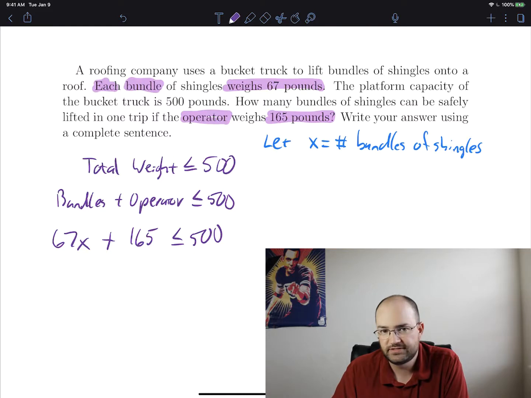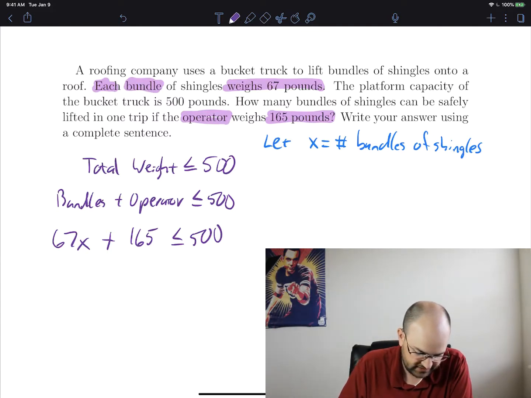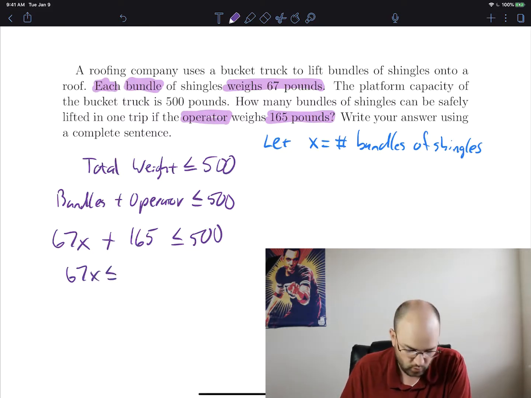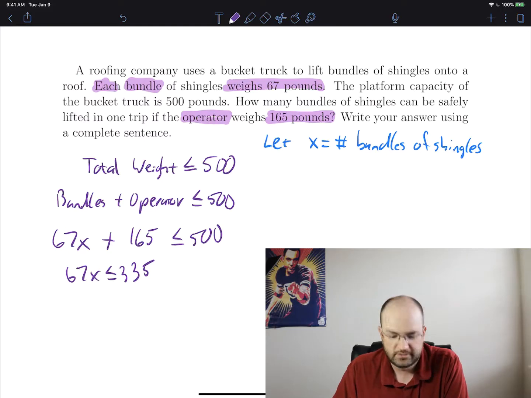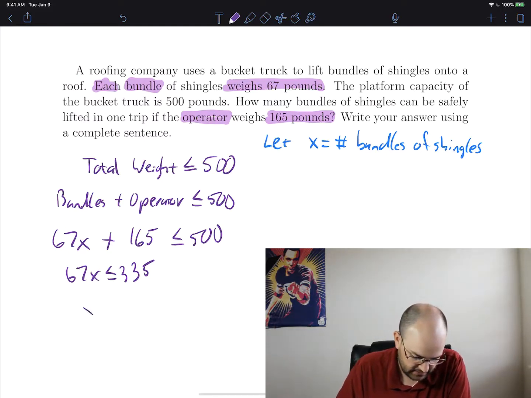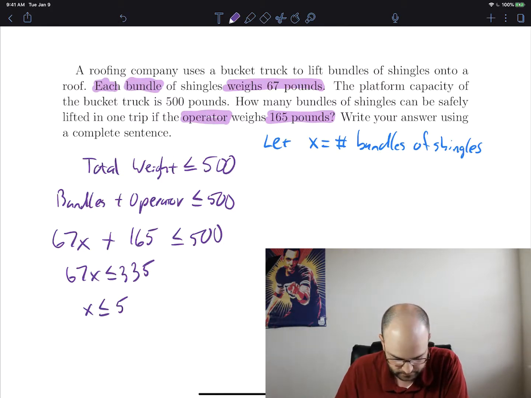And that's really the most difficult part of this, setting up the inequality. Once you have it, you're pretty much done. You just have to solve. So let's subtract the 165. That means that 67x would be less than or equal to 500 minus 165, which would be 335. So 67x is less than or equal to 335. Divide by 67, and that means x is less than or equal to 5, because 67 times 5 is 335. Good.